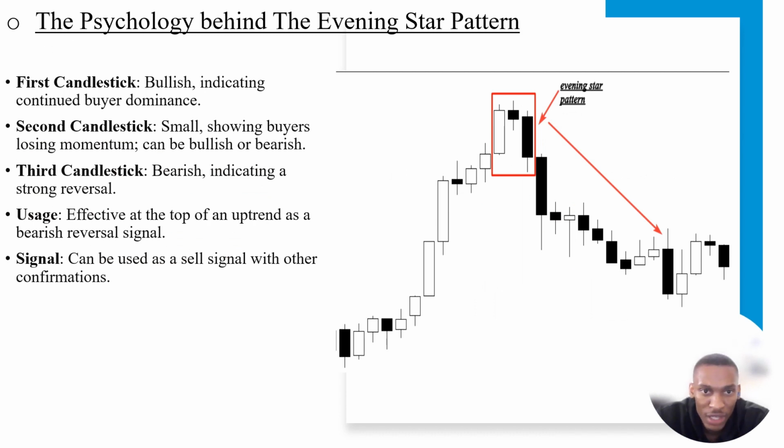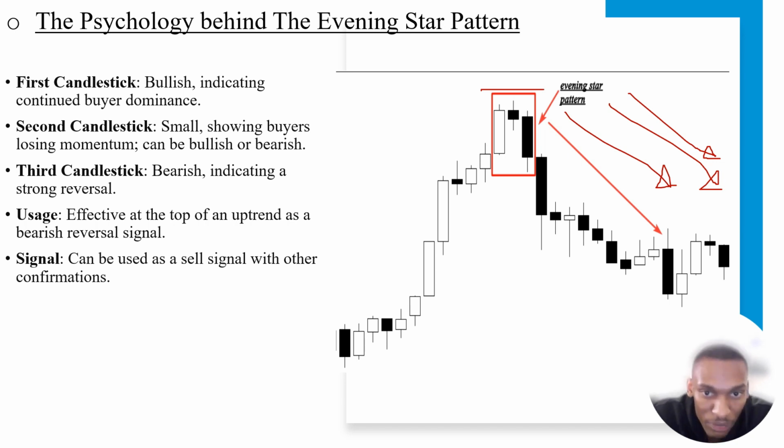Okay, so let's look at the psychology behind the formation of this candlestick. What does it mean? Why does it form? Where can you expect it, and what to do? So if you see the evening star pattern in general, it indicates a bearish reversal. Therefore, it is most effective at the top of a trend, because it tells you that the bearish movement is coming. When it forms at the top of a trend, it suggests a bearish reversal.